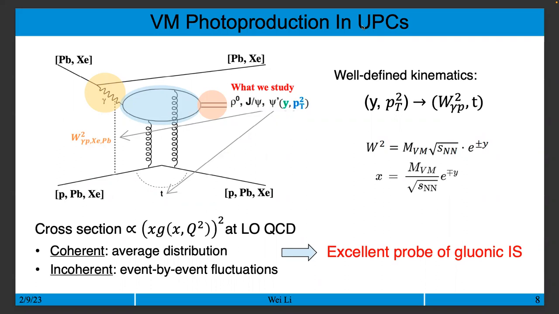There are two types of vector meson photoproduction. One is coherent, where you interact with gluons coupled to the entire nucleus, so you probe the average gluon distribution. Or you can have incoherent production, which probes the local density of the gluons, and you are sensitive to the event-by-event fluctuations of the gluon distribution. So both are very important, and they provide different information.